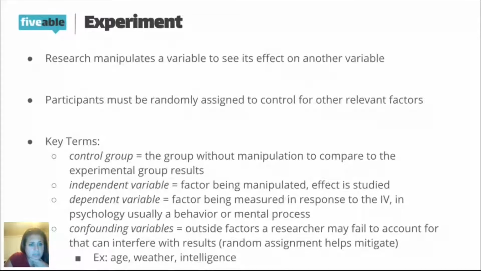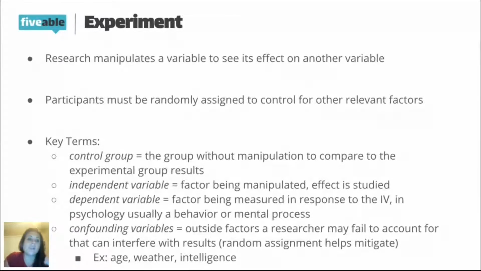Some of the key terms here are the control group. These are just basic vocab, but understanding that the control group is the group that doesn't get the manipulation. We measure against them. The independent variable is the thing that I'm changing. And I have a whole experiment on the next slide that I'll talk about so we can actually apply these terms. The dependent variable is the factor that I measure then in response to the independent variable.